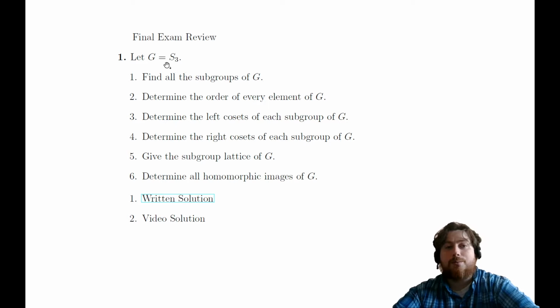So you'll have a group, whatever it happens to be. You'll have to find all the subgroups, the order of every element. At that point, you could do the subgroup lattice, but then you also have to find the left cosets of each of the subgroups and the right cosets of each of the subgroups. So notice that this is only one problem on a take-home exam that you have 2 days to do. I know that there's a lot of work to do in there.